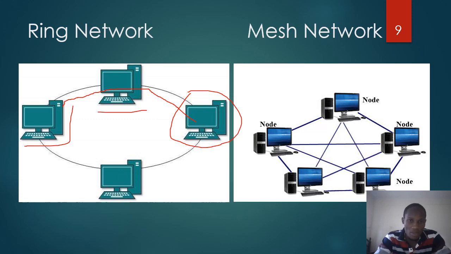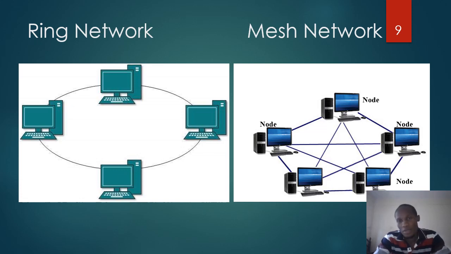So that means that this one also has a disadvantage in a way that if one node fails, then communication fails. Why? Because the channel of communication will have broken down. So there is no more pathway for information flow to occur.